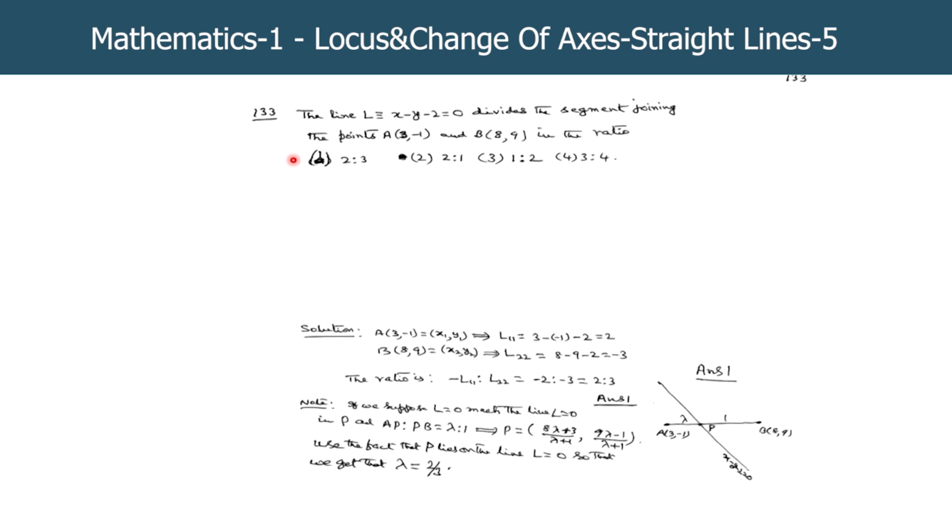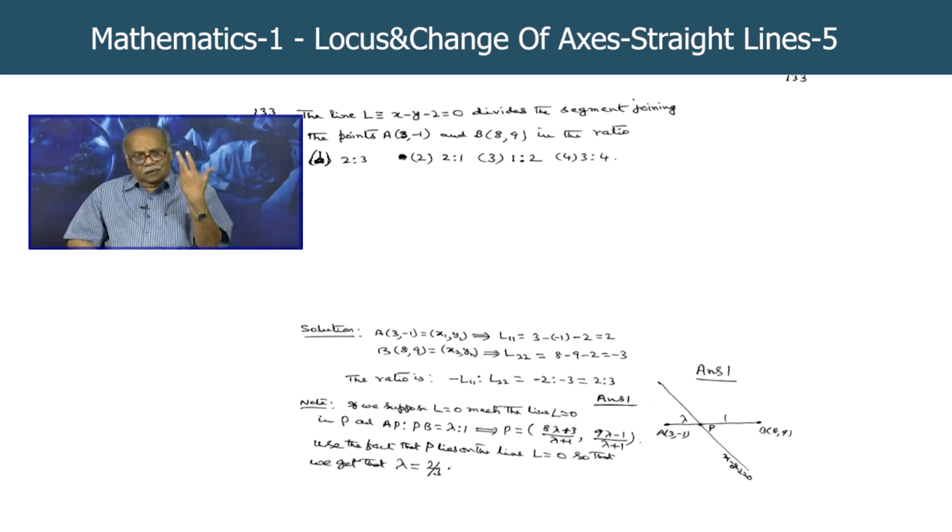If L is equal to Ax plus By plus C equal to 0, L11 means Ax1 plus By1 plus C. That means replace x and y with x1, y1, then it is L11. If you replace x, y with x2, y2, that is called L22. If you replace x, y with xj and yj, then Ljj is Axj plus Byj plus C. So you can solve. See, such types of problems are frequently asked in EAPCET and also intermediate.